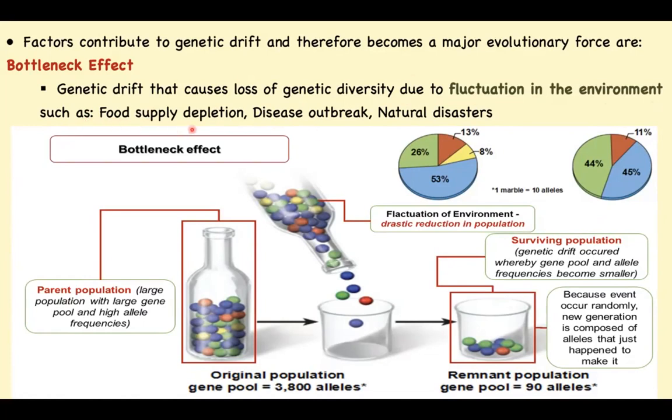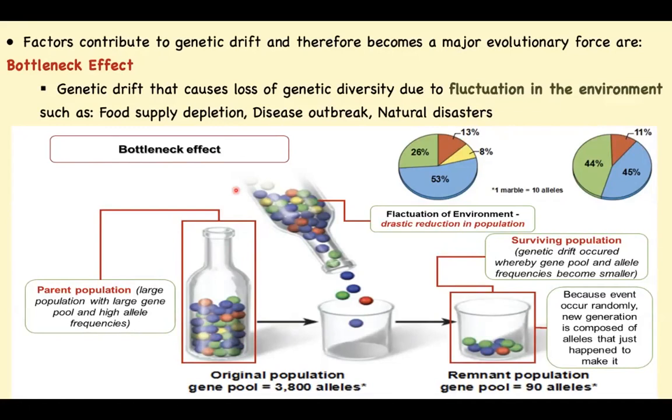Contohnya, food supply depletion, disease outbreak, natural disaster. Okay, these are all effects of the bottleneck effect, genetic drift. Okay, contoh, if you see the bottle here, this is the parent population. They are a large population with a large gene pool and high allelic frequency. Allelic frequency dia ada hijau, dia ada yellow, dia ada red, dia ada blue.